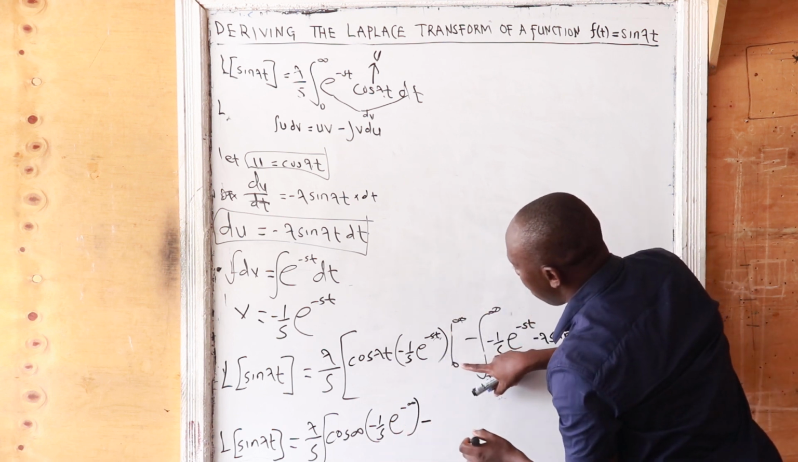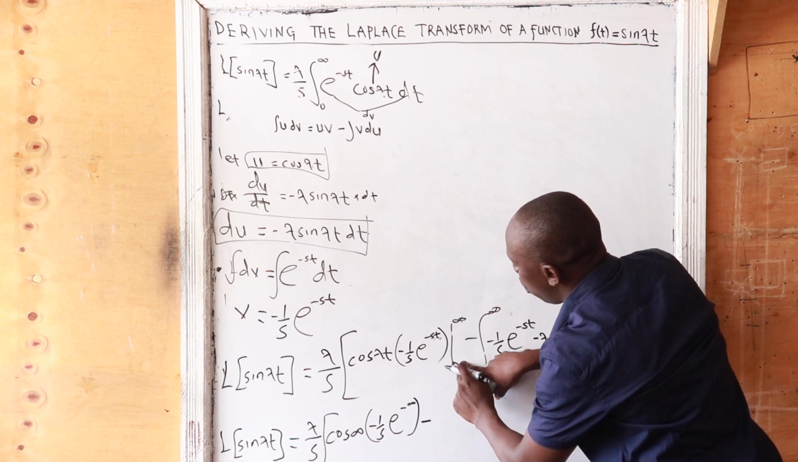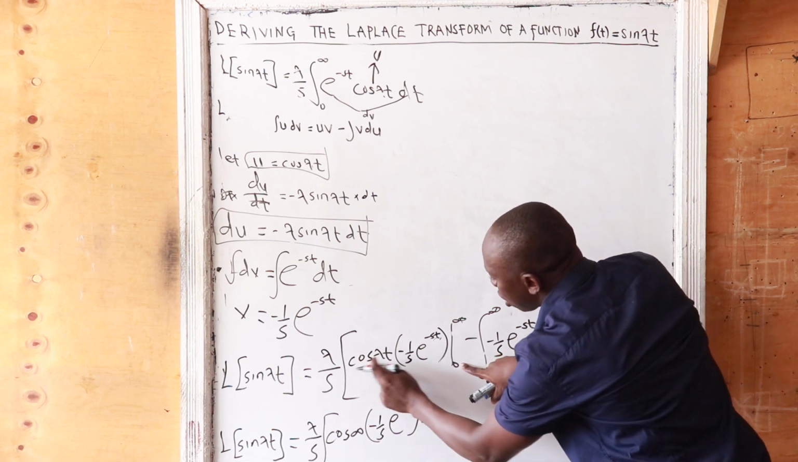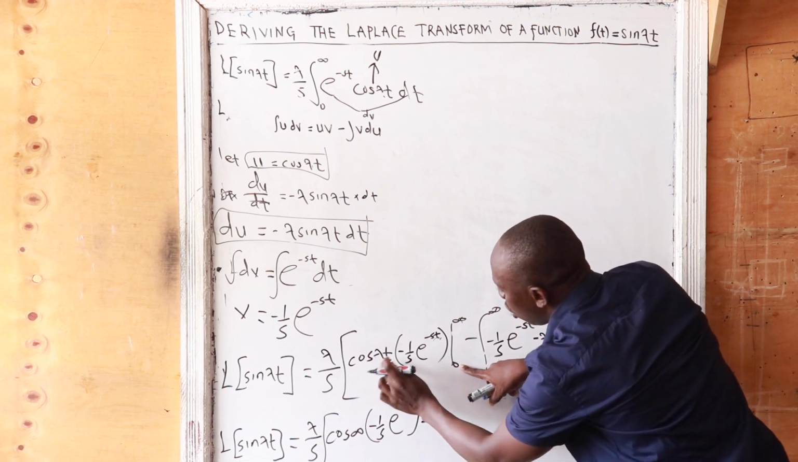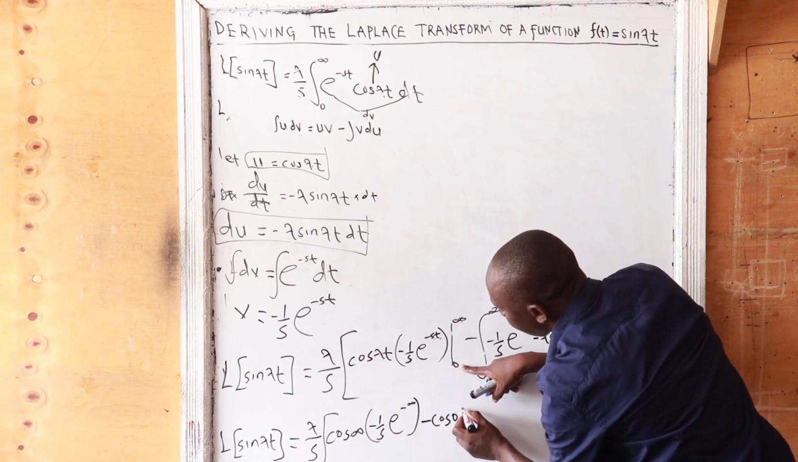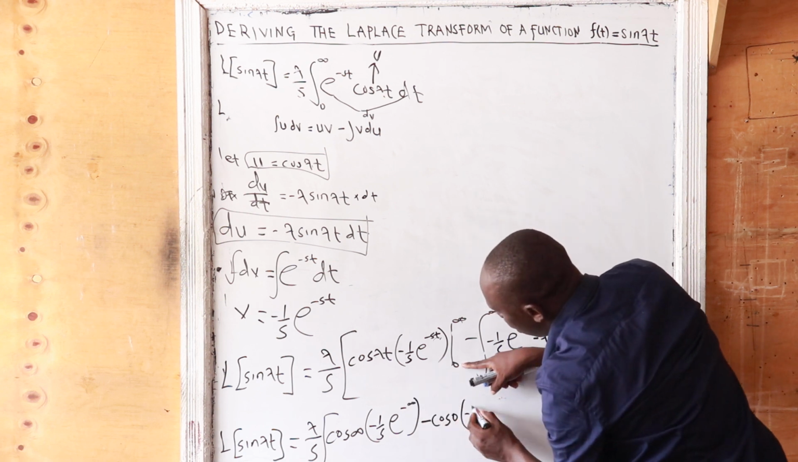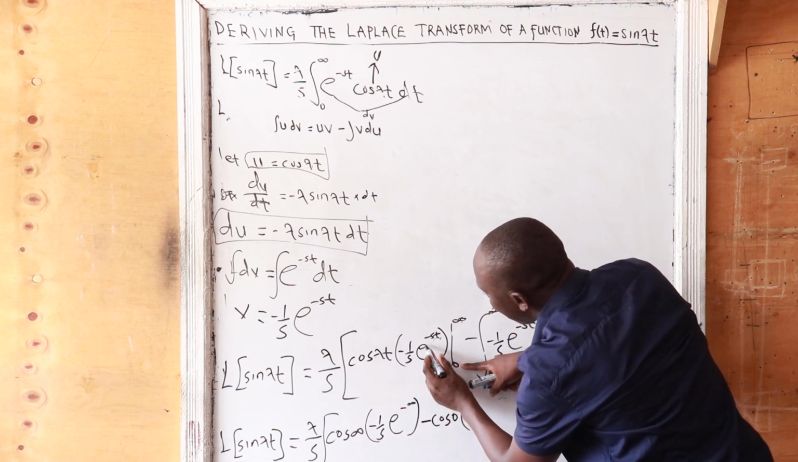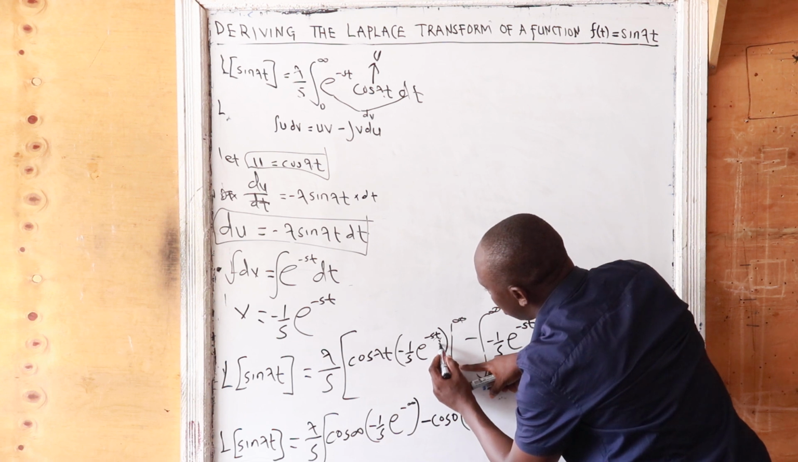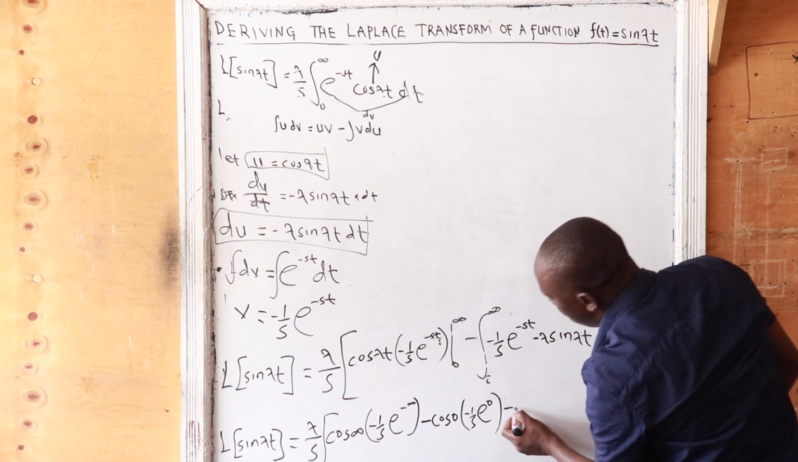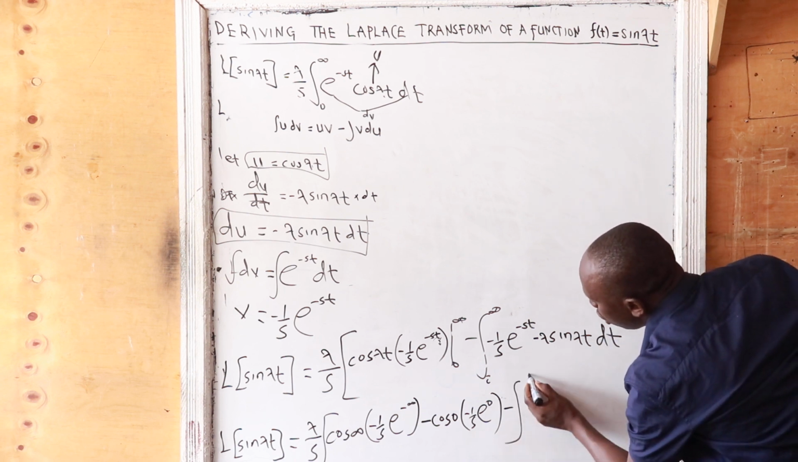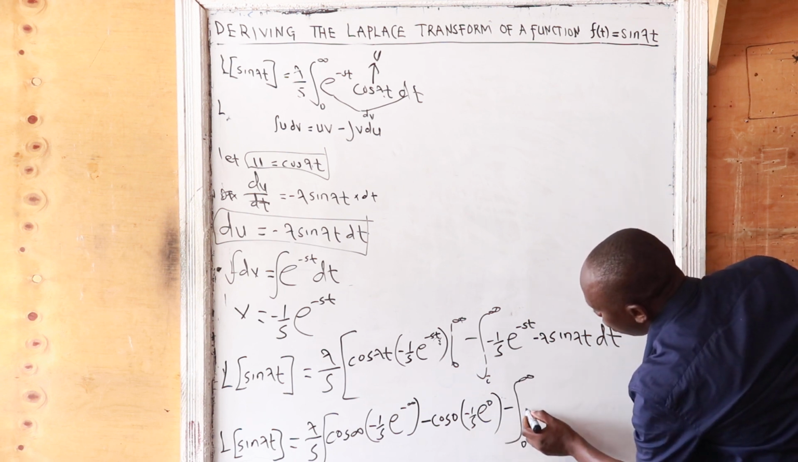Minus the second boundary, which is the lower boundary, t is replaced with 0. Cos of lambda t will be cosine of 0, since 0 times anything is 0. Into 1 over s, exponential minus st. T is replaced with 0, and 0 times anything is 0. It will be exponential 0. Minus the integral from infinity to 0.